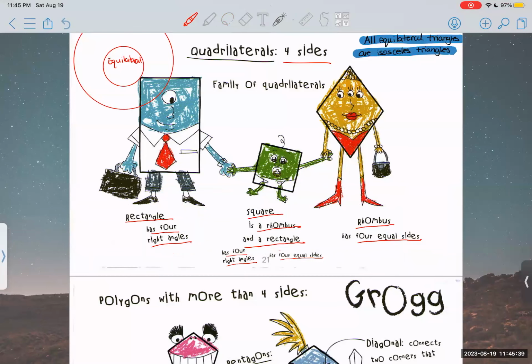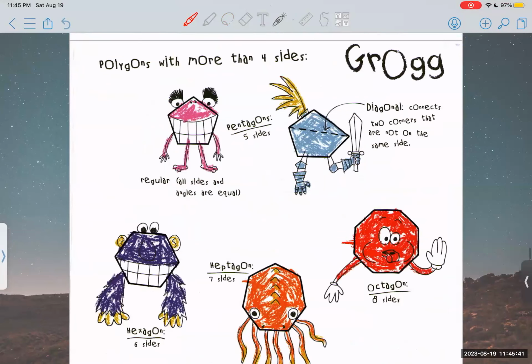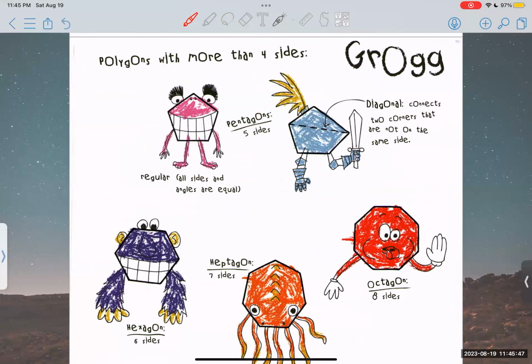Okay, so this is just a little note on the side. It tells you the names of polygons with more than four sides. So pentagon, penta, means five, so it's a polygon with five sides.